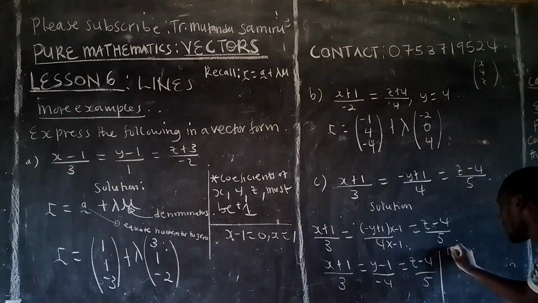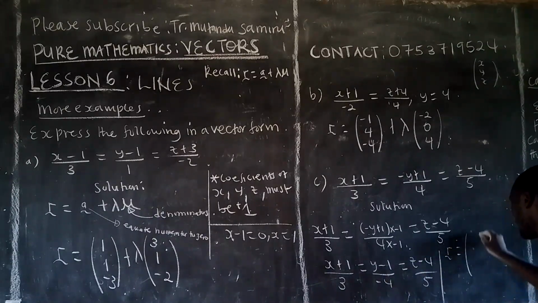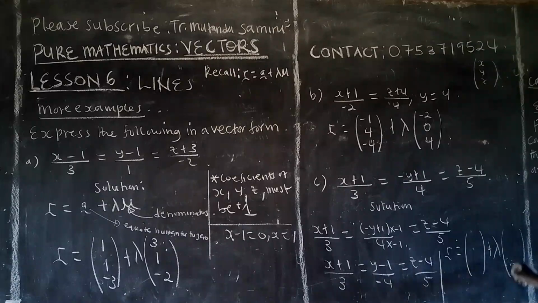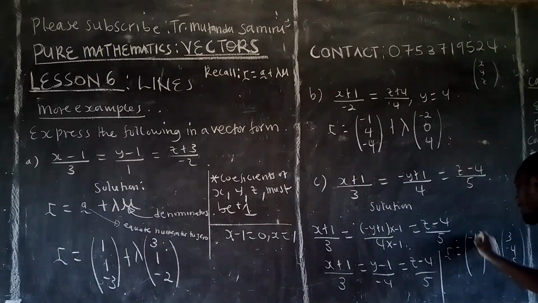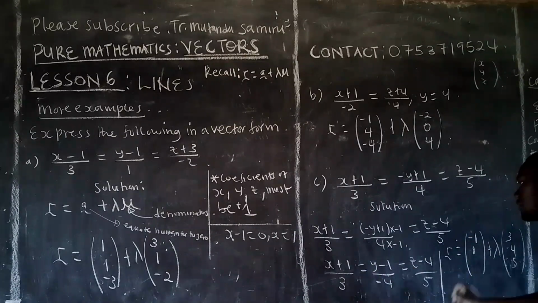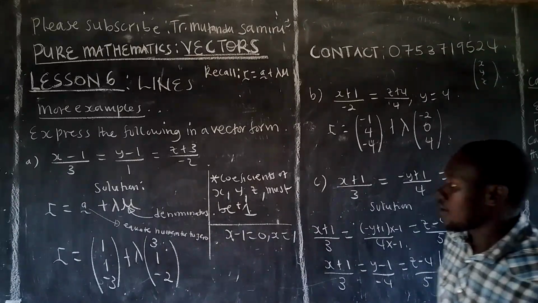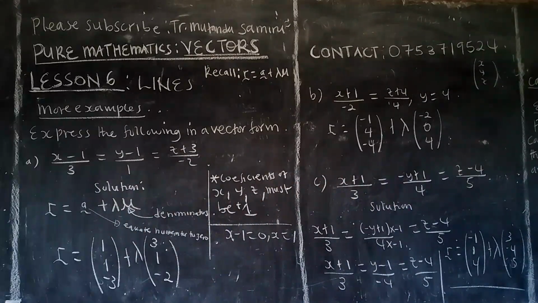And with that, we can easily write our equation. So R is equal to A plus lambda. These are denominators, I'll pick them directly: 3, negative 4 and 5. Then here, numerators equal to 0: negative 1, 1, and 4. And that is your vector equation.